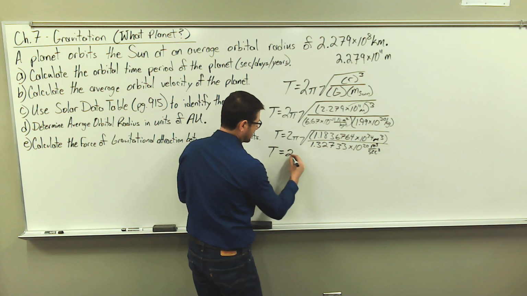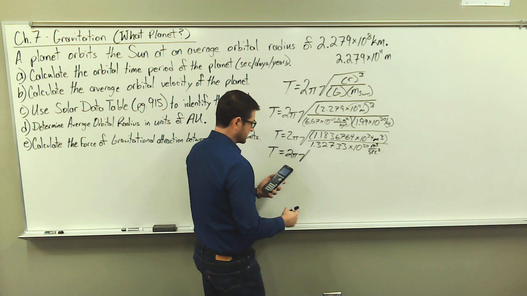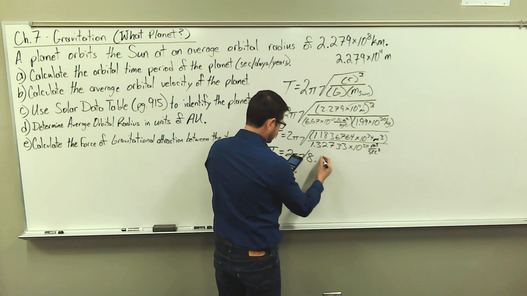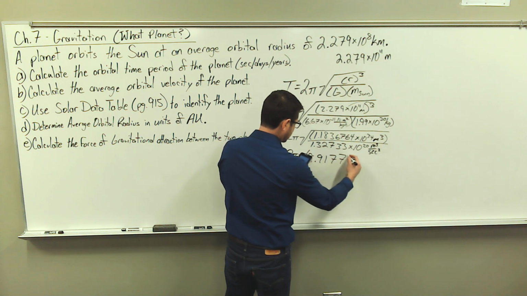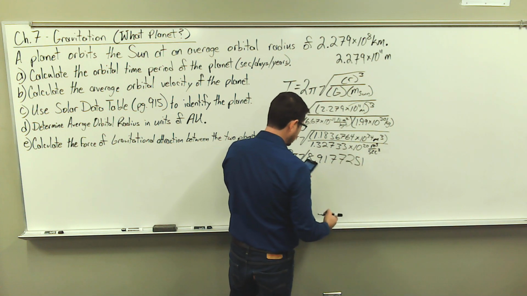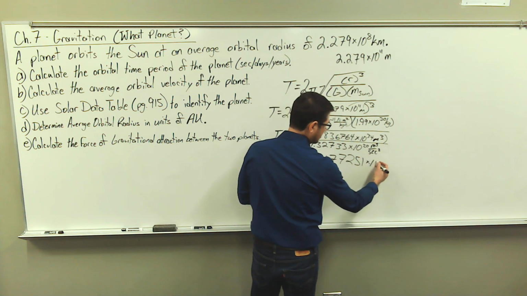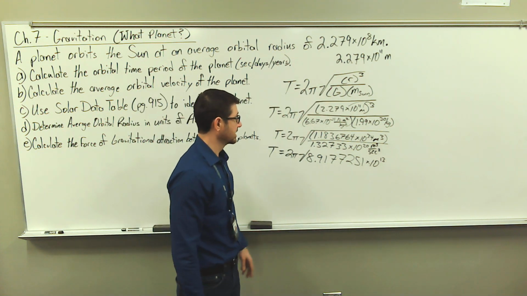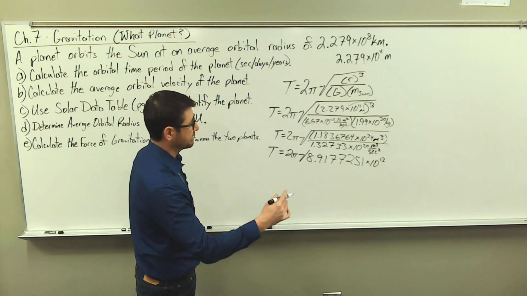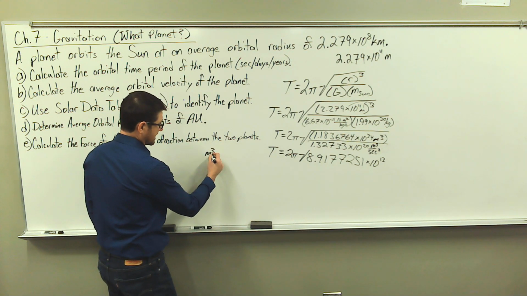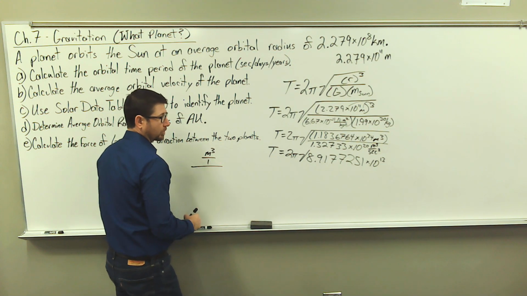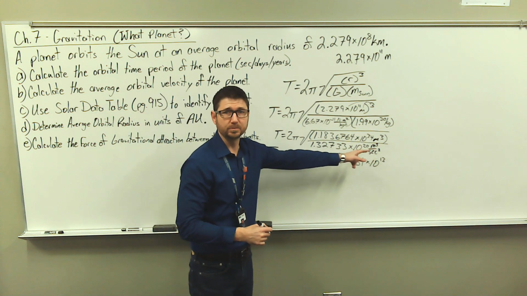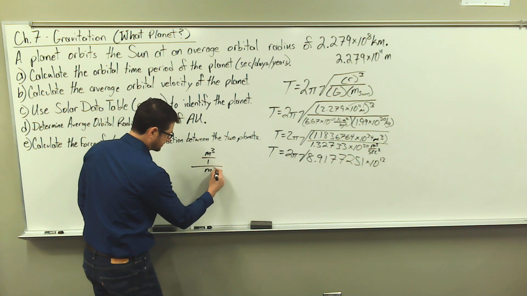So orbital time period is equal to 2 pi times the square root of 8.9177251 times 10 to the 13th power. Now let's take a look at the units here. So in my numerator, I have meters cubed. I'm going to say meters cubed over 1. We're dividing this by meters cubed per second squared.